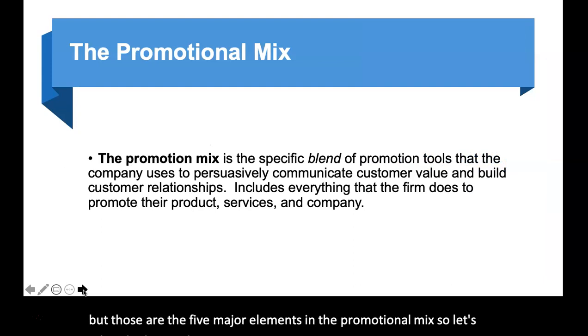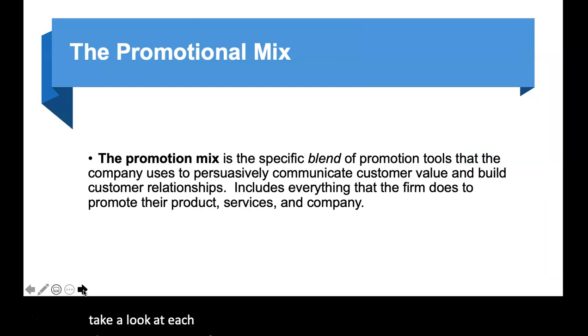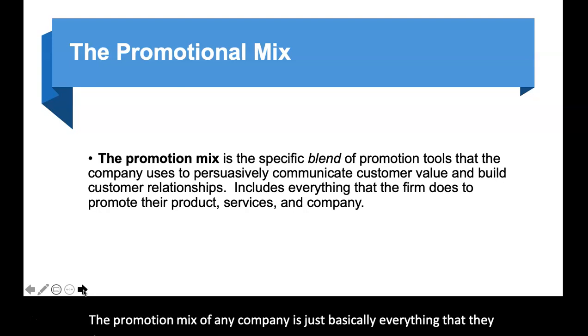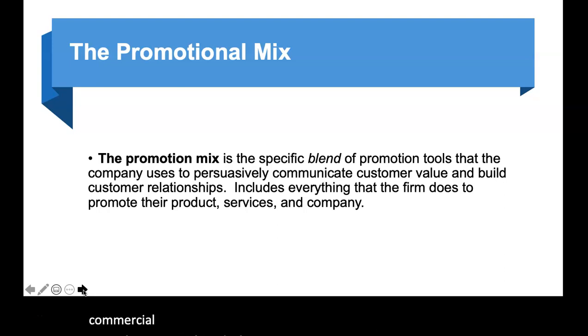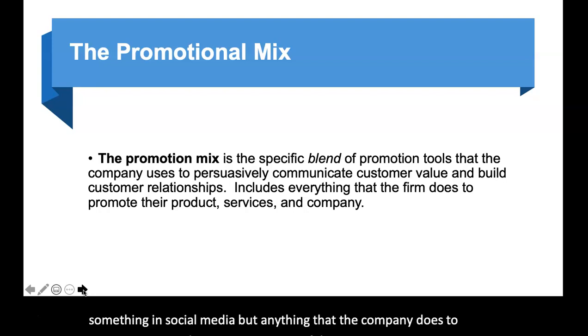The promotion mix of any company is basically everything that they do to communicate to the customer and help build customer relationships that are going to be lasting. So everything that the firm does, it could be a newspaper ad, a television commercial, something in social media, but anything that the company does to communicate to the customer is part of the promotion mix. Okay, so the promotion mix is everything that the company does. It's a cumulative box or basket of whatever they do to communicate to the customer.